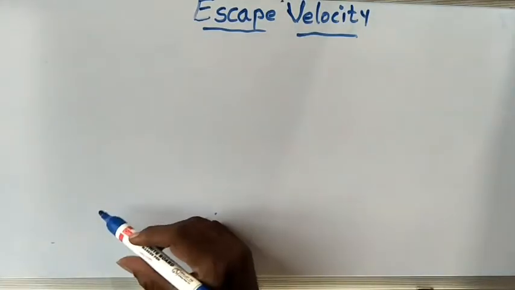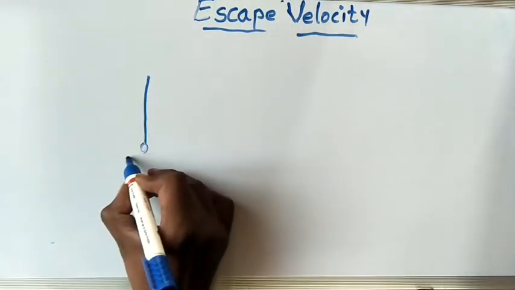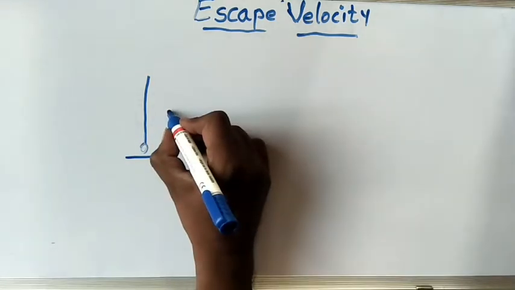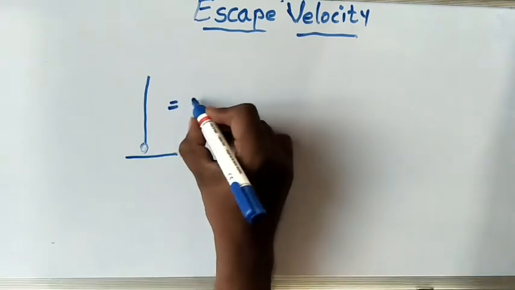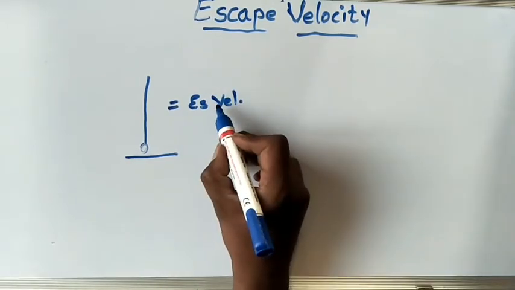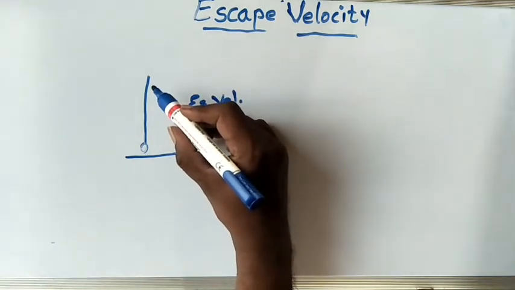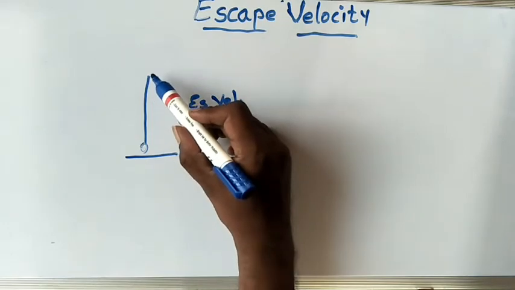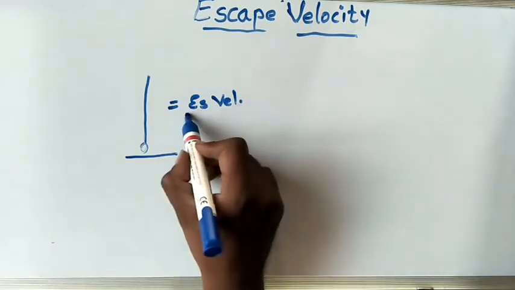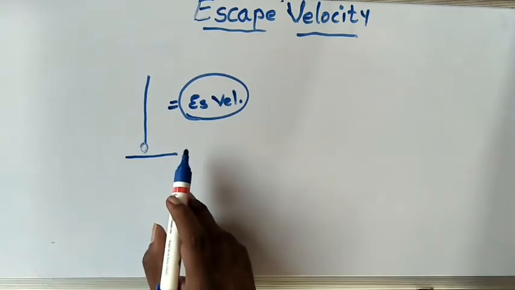An object going vertically upward from the surface of the earth has an initial velocity that is equal to escape velocity. Escape velocity means when you throw a ball up, the velocity increases, and thus the ball goes into space and will not come down. That velocity we call as escape velocity.